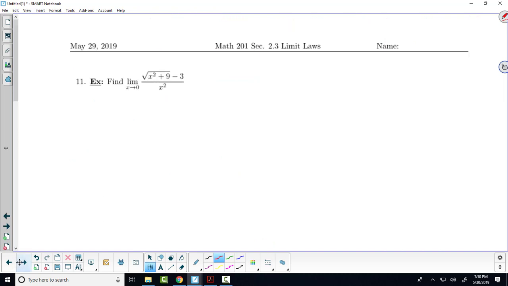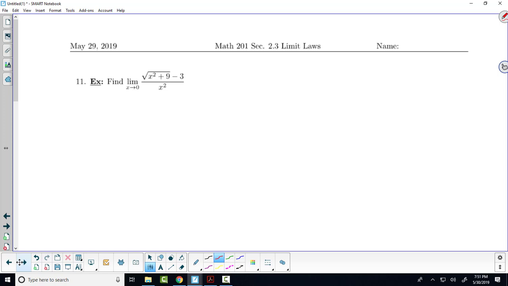Let's do some more tricks. I'd like to evaluate this limit. What's preventing me from using the direct substitution property? The x squared in the denominator, right? Because this function is not defined where? At x equals 0, which is precisely my limiting value.